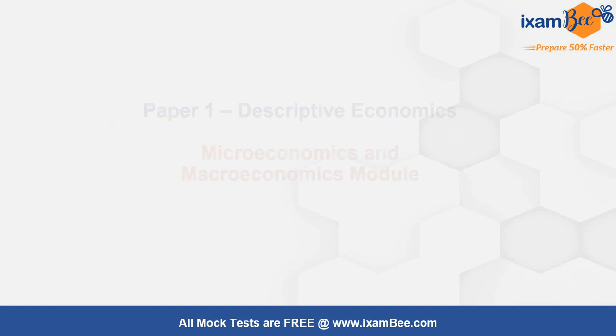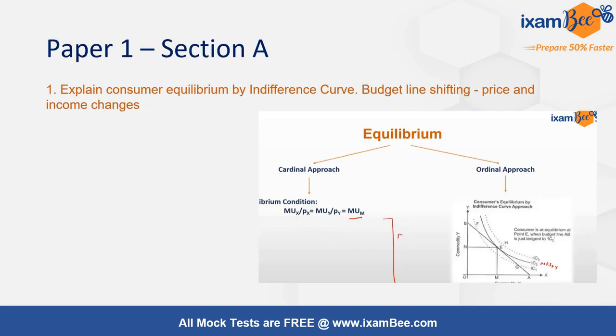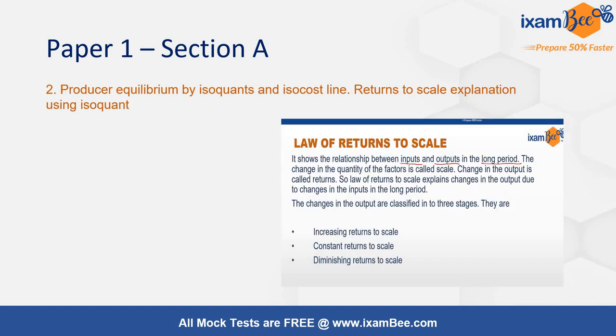So let's start with the video. First we'll look at paper 1, descriptive economics, microeconomics and macroeconomics module. The first question was on consumer equilibrium through the indifference curve approach, that is the ordinal approach. This is a memory based question. We have tried to collate all the questions. We do not have the exact figures that were asked in the question, but from the topics you can have an idea about what they test on. So budget line shifting with price and income changes, something along those lines was asked.